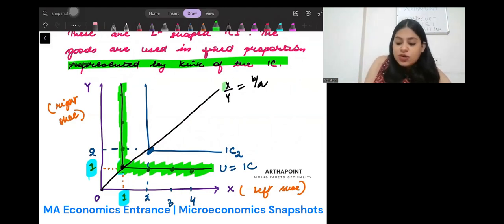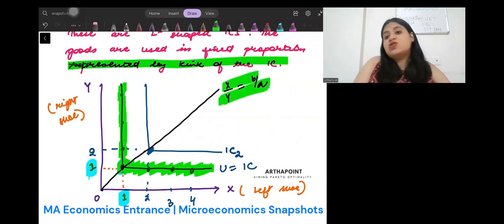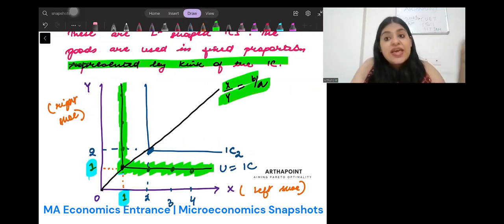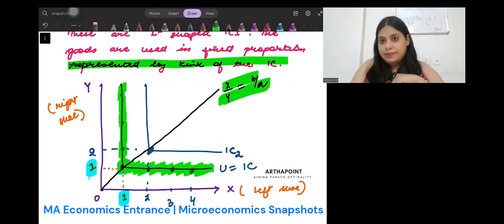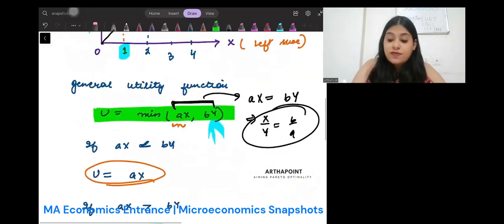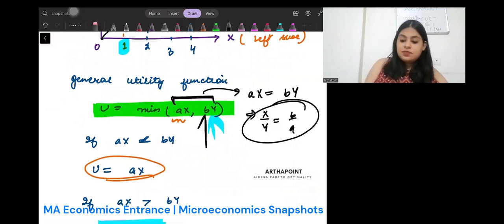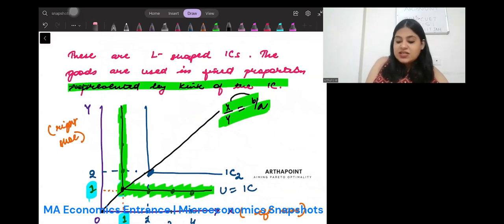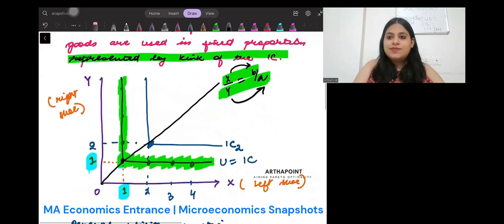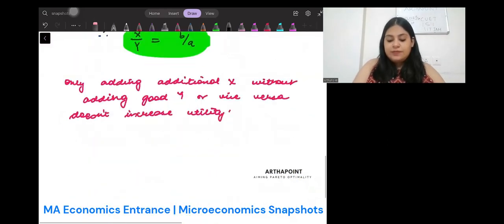So for b units of x, you have a units of y. Please try and understand. This is very important for questions. For b units of x, you have a units of y. The ratio between x and y is b by a. Many students get confused. The coefficient of y is b, but you need x equal to b and y equal to a at the line of kink, right? Okay.